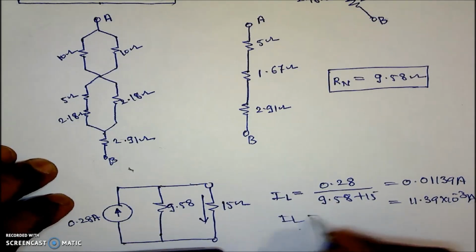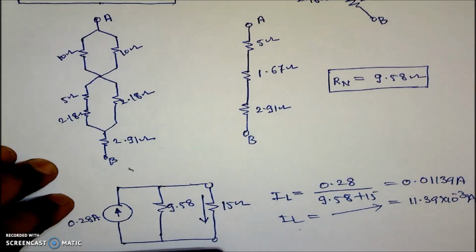It is the value of the load current which is flowing through the load resistance, by using this calculation we have done using Norton's theorem. That's all for this calculation.